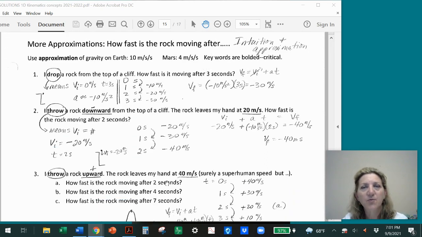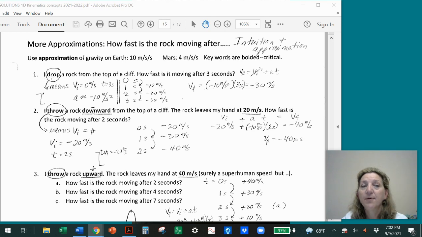So on this page, we're going to do more of these kind of general approximations. Okay, we're going to approximate the acceleration due to gravity at 10 meters per second squared for Earth, and for Mars, 4 meters per second squared. Different planets have different acceleration. So now think of this.